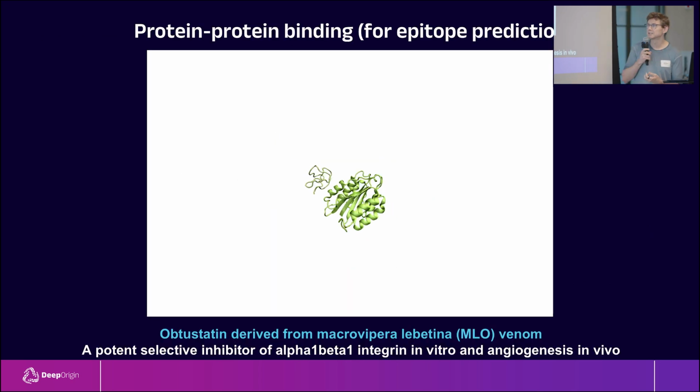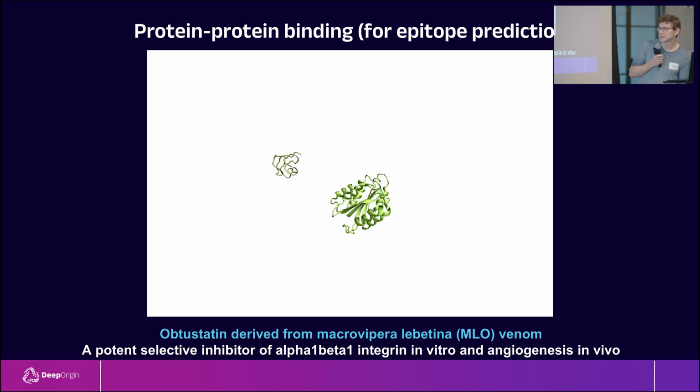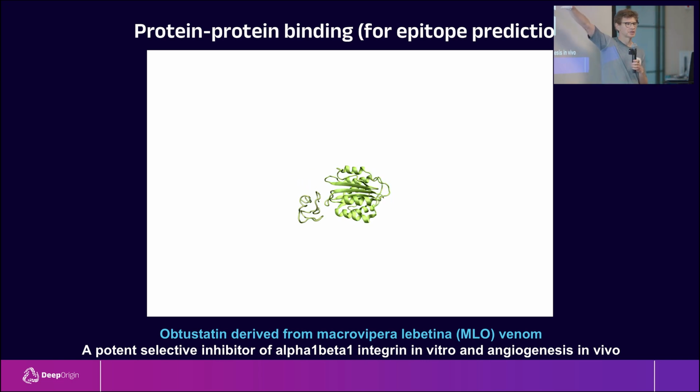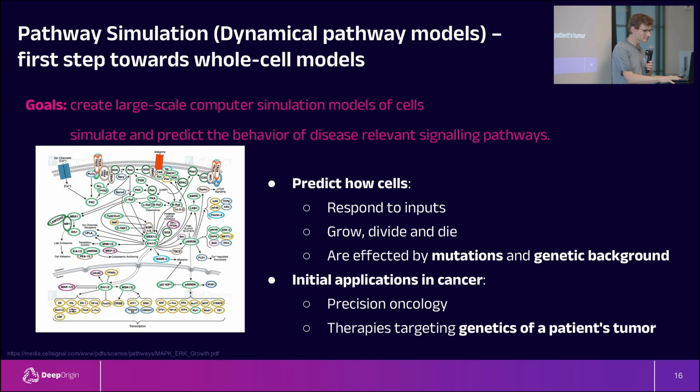Here's an example of such a simulation running. And this is the optostatin venom protein binding to, it doesn't matter. But the point is, if you run a simulation, you can actually see the dynamics.